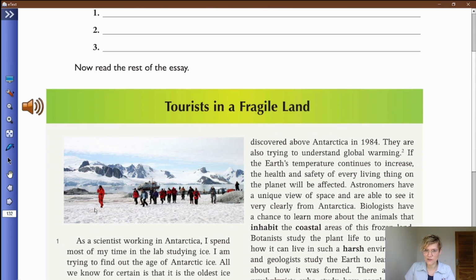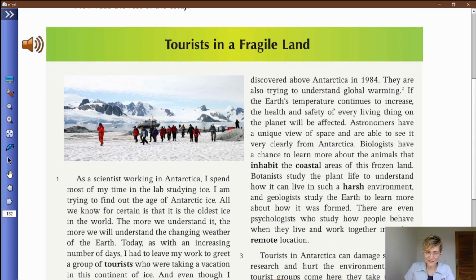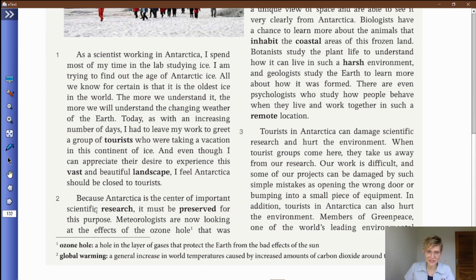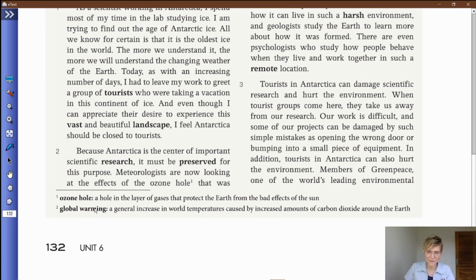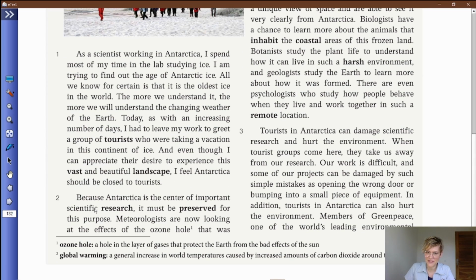Great, that brings us to something we always do, which is skimming. So we already read the introductory paragraph. We go to the topic sentence of every paragraph and the concluding paragraph. Because Antarctica is a center of important scientific research, it must be preserved for this purpose. Tourists in Antarctica can damage scientific research and hurt the environment.